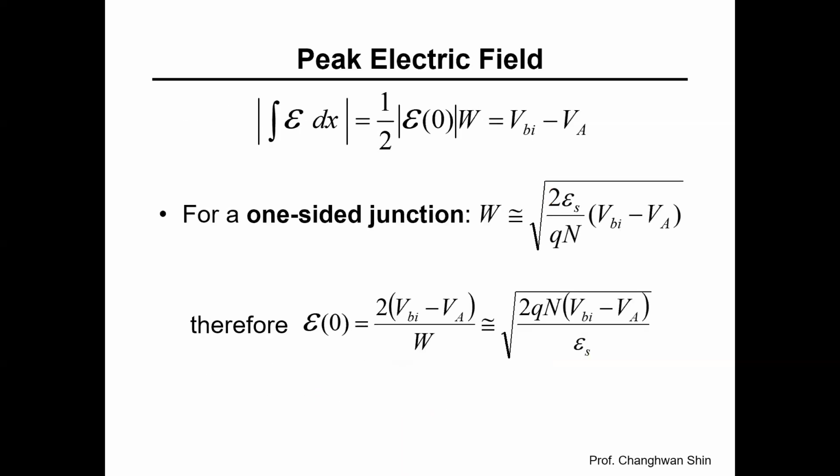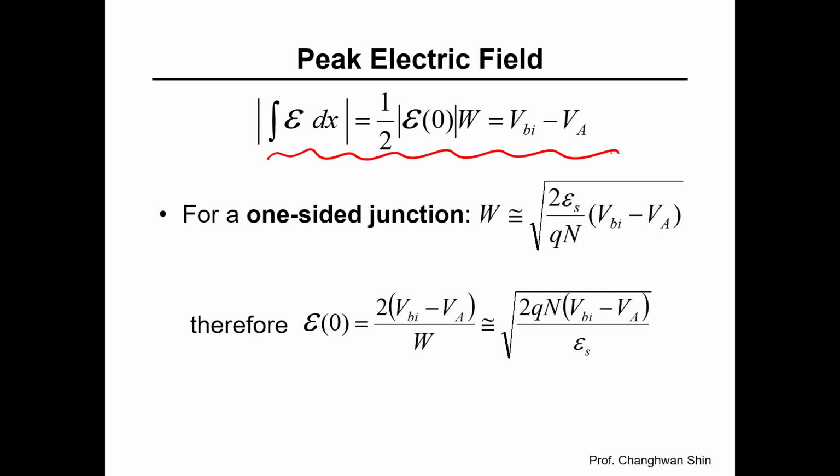So now let's move on to the peak electric field. The peak electric field at a PN junction is a critical parameter, especially for power devices, where it determines the breakdown voltage actually. So the slide starts with an important relationship, as shown here.